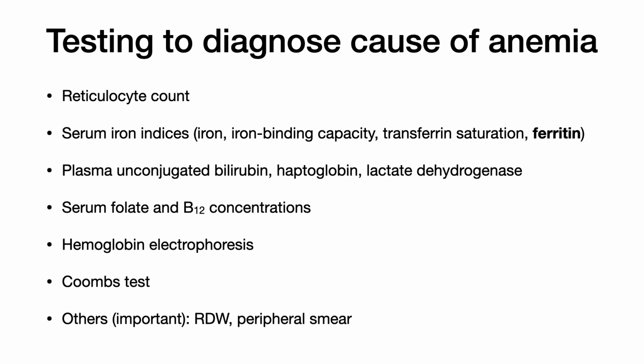Hemoglobin electrophoresis, because some forms of anemia are due to abnormalities of hemoglobin or just the lack of production of the hemoglobin. Coombs test, I'll show you a diagram of this and how it works. Basically, it's looking for antibodies against red blood cells.